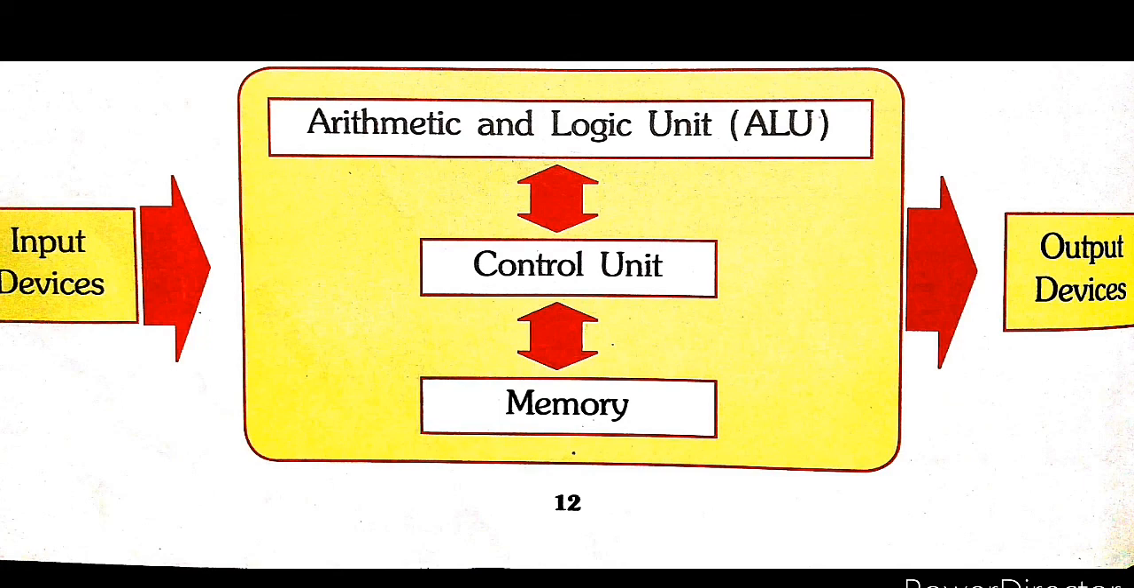The third one is the memory unit. The memory receives data from the control unit and stores it. The control unit then sends this data to the arithmetic and logical unit for processing and producing the output. The control unit collects this output and sends it to the memory for storage. The control unit then instructs the memory to send the output to the output devices.